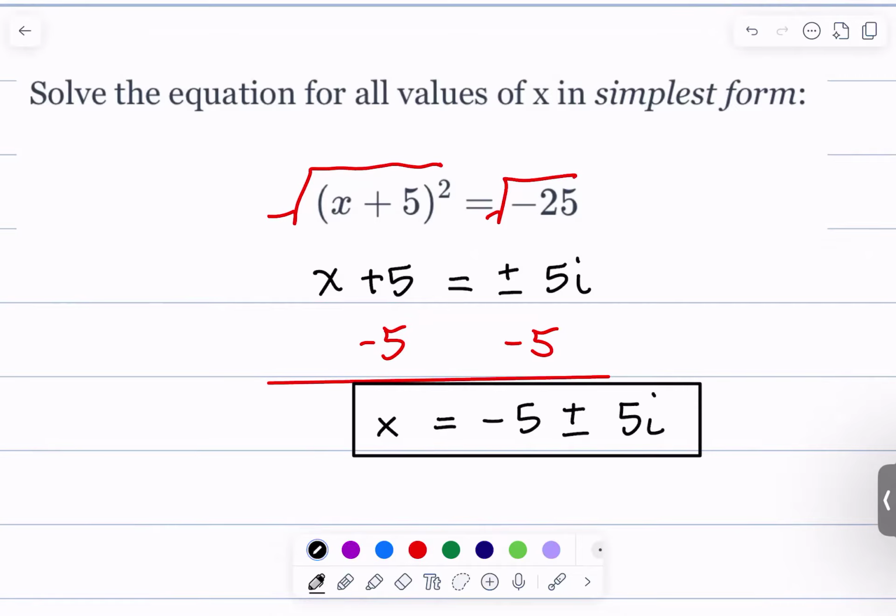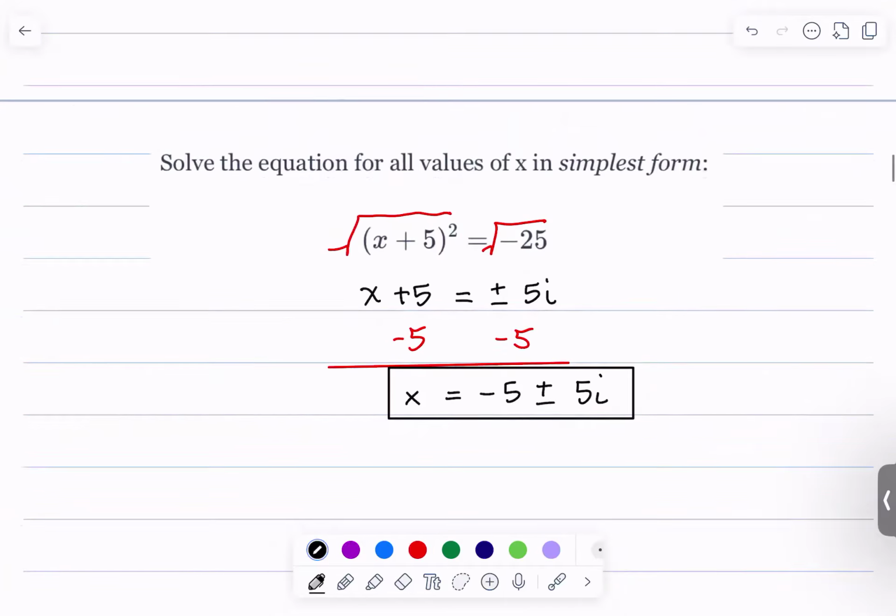Any questions? Yeah. You can add and subtract real numbers with imaginary numbers to make a complex number, but you cannot simplify from there. Notice that the real number is on its own and the imaginary number is on its own. We're adding and subtracting them, but we're not going to do anything else from there.